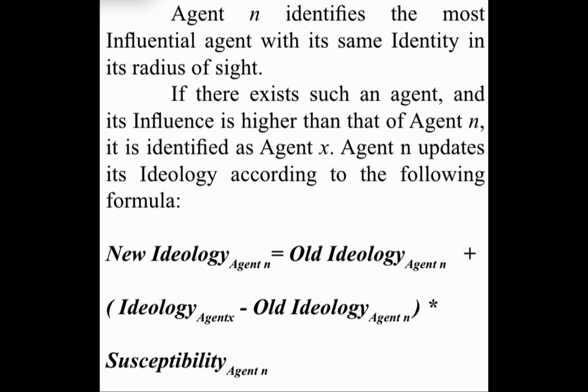But next we have to determine the rules for how these agents will interact with each other. The first way agents will interact with each other is by spreading each other's ideology. Each agent in a particular generation will locate another agent of its same identity with the highest influence in its radius of sight, and it will change its own ideology, depending on its own susceptibility, to be more in line with its most influential agent. So we see how this will mean that the most influential agents will change other agents in its radius of sight to be more in line with its own ideology.